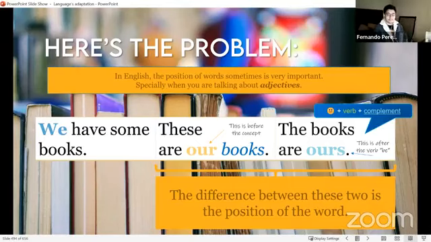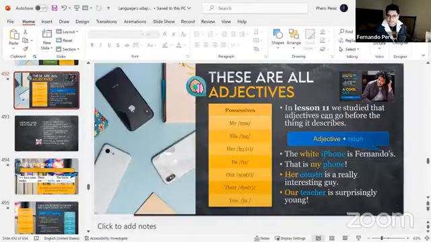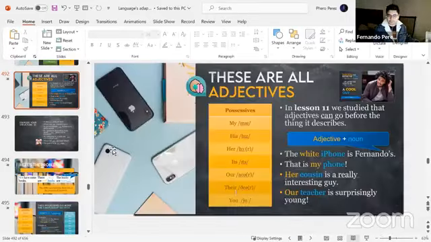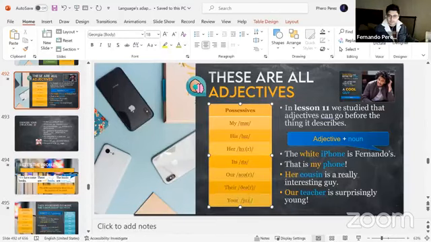So all the possessives, my, your, his, her, its, our, their, and your, all the possessives are adjectives.